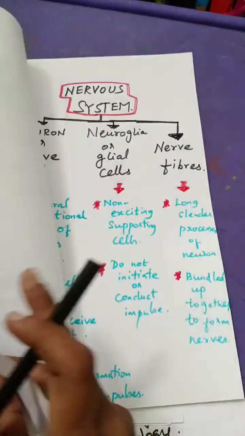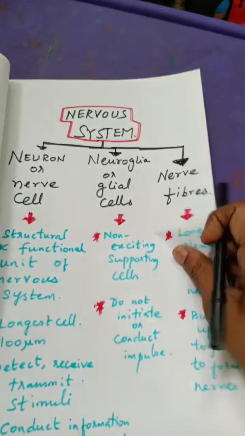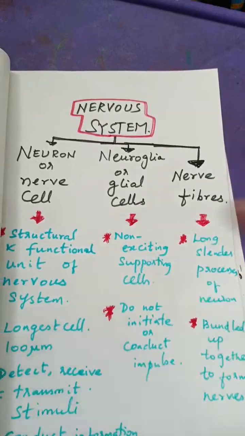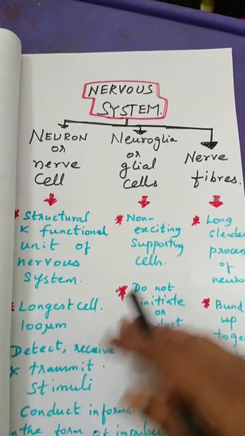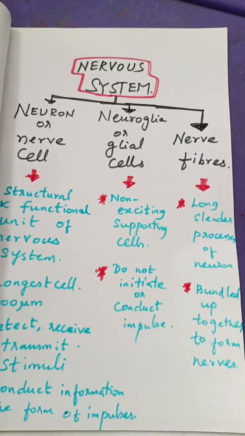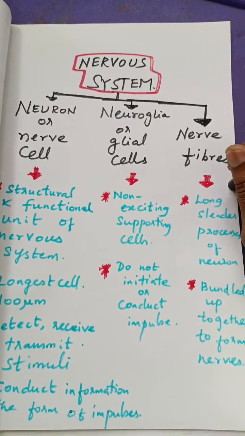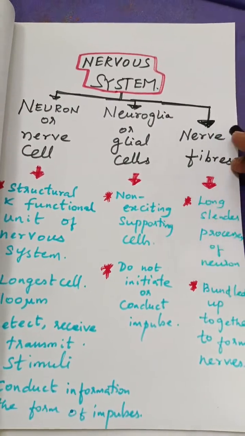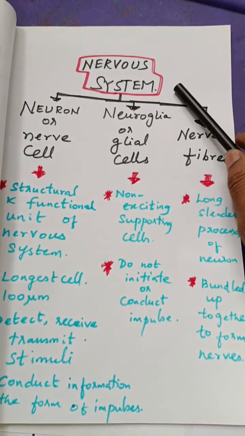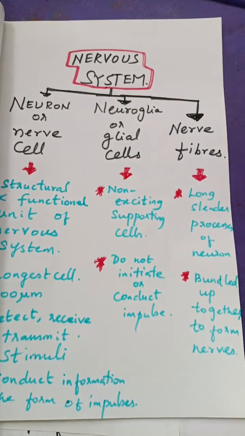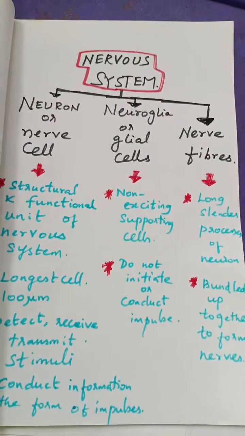Coming to the main part of the lesson, that is the nervous system. Till now I have explained the introduction part. Now we are going to come into the main theme of the lesson, the nervous system. In that, I have given a short flow chart here. So what is the nervous system, and what are the parts? In a simple way, nerves and their related parts are known as the nervous system.